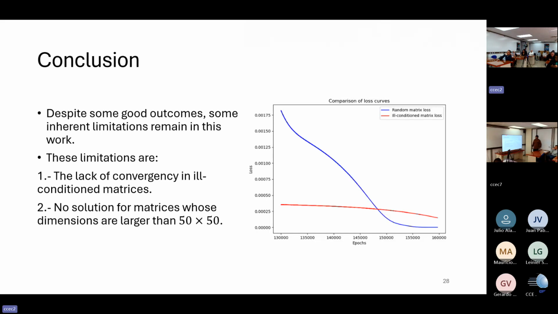Conclusions. Despite we obtained some good results, some limitations remain in this work. These limitations are the lack of convergence in ill-conditioned matrices. As you can see, in a lot of the cases, we use ideal matrices. However, in ill-conditioned ones, we couldn't achieve convergence. The other limitation is that there is no solution for matrices whose dimensions are larger than 50 by 50. These are the limitations observed in this work.